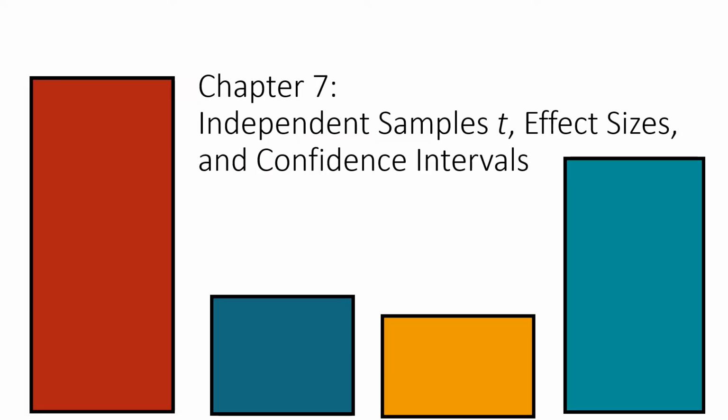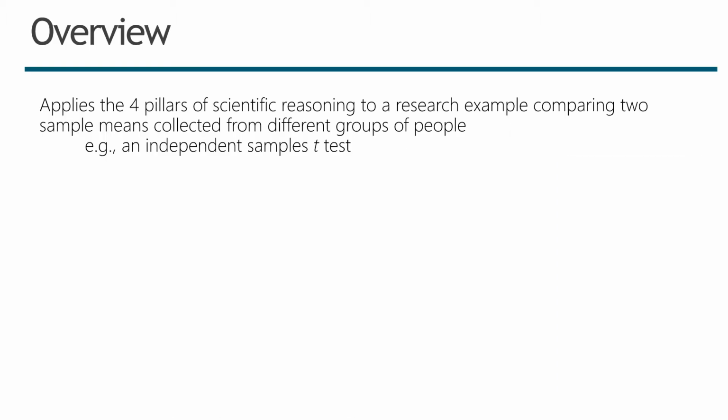This video will walk you through the example in Chapter 7 of the text. Specifically, we'll talk about the independent samples t, effect sizes, and confidence intervals. This video applies the 4 pillars of scientific reasoning to a research situation that is comparing 2 sample means that were collected from different groups of people. In other words, a situation in which you would use an independent samples t-test.